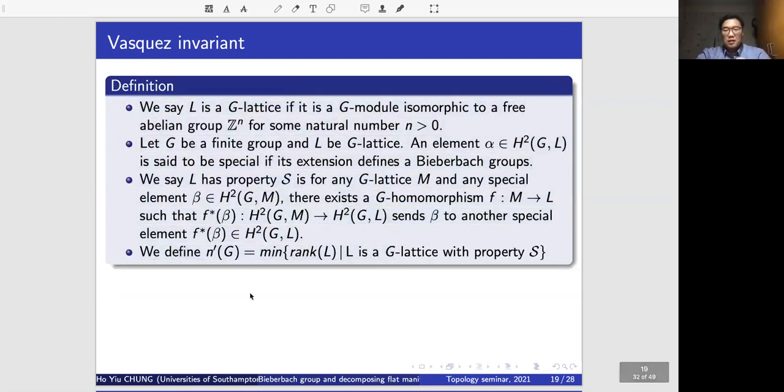It's a different definition, but someone proved that it's an equivalent definition for the Vaquers invariant. So we say L is a G lattice if it is a G module isomorphic to a free abelian group Z^N for some natural number N. So basically it's a lattice Z^N with a group G acting on it.